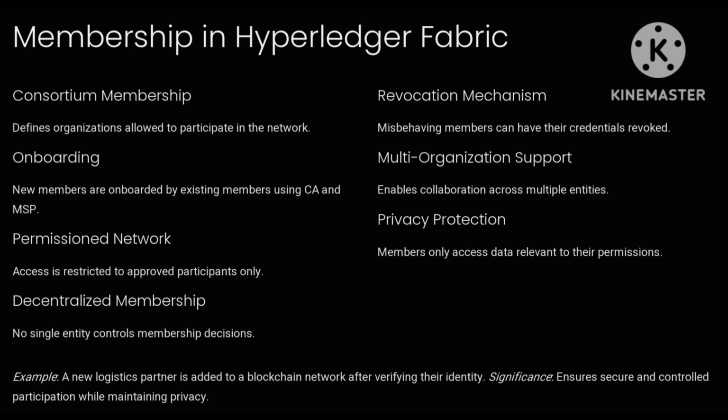Onboarding. New members are added using CA and MSP, ensuring their identity and role are verified. Permissioned network. Access is restricted to approved participants, enhancing security. Decentralized membership. Membership decisions are collectively governed by the consortium, avoiding a single point of control. Revocation mechanism. Misbehaving members can have their credentials revoked, safeguarding the network's integrity.